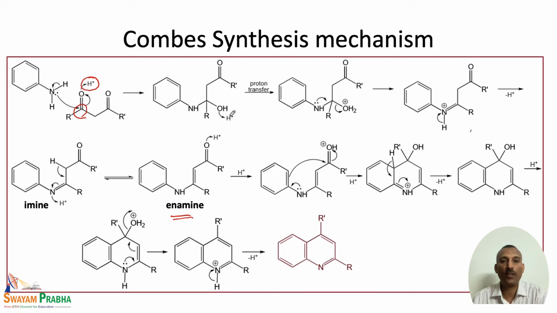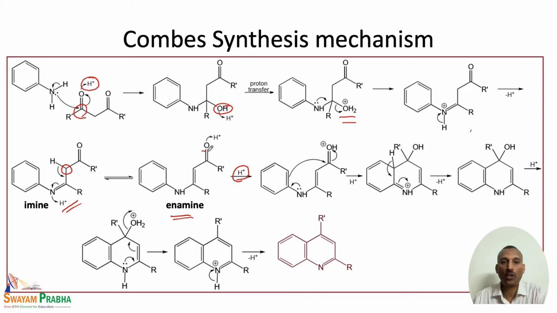So we end up with this particular intermediate, and this hydroxy unit is lost as a water molecule after the proton transfer. Once the proton transfer takes place, we end up with the H2O+ ion, and this is easily lost, and another loss of proton leads to the imine as shown here. The imine undergoes imine-enamine tautomerization. Here one of the hydrogens is shifted from this particular carbon to this particular nitrogen. So we end up with the enamine, and this is protonated.